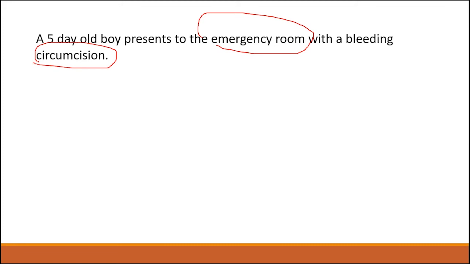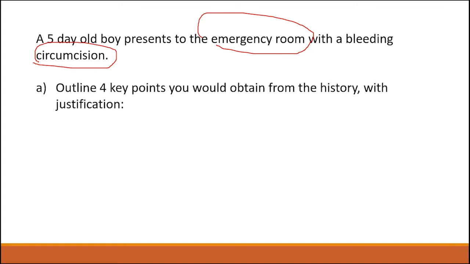It can also be that the person who did it is a quack doctor. It's always possible. However, this is an emergency case. So let's continue with the questions and let's know what to do for the patient. So outline 4 key points you would obtain from the history with justification. Now that means that before you can give these 4 points, you need to start having differentials in your head. That can help you very, very much.